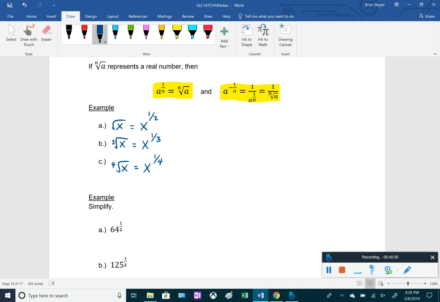So I personally like thinking about these, anything with radicals, as the rational exponents. I like thinking about them as just the exponents and not the radicals.